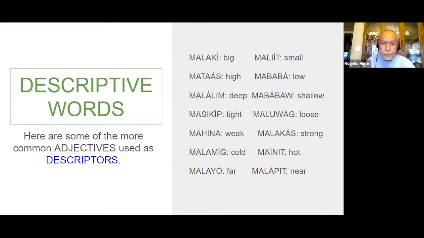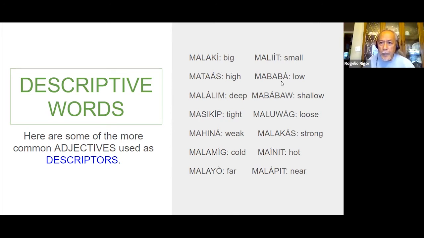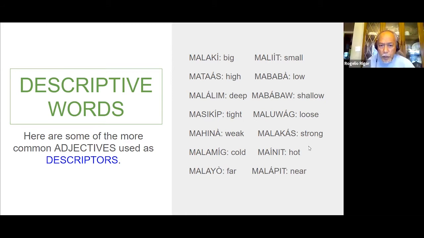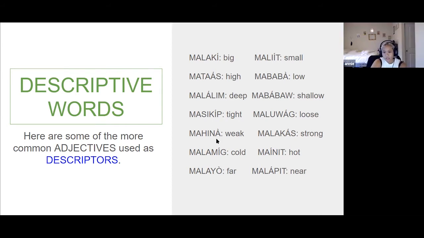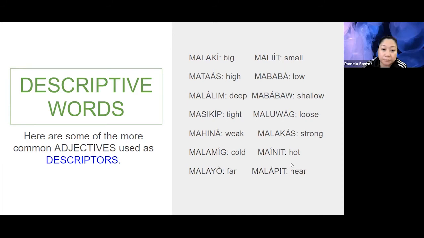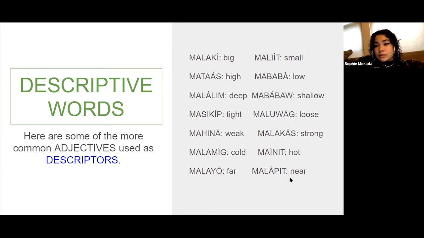So you want to start with big and small, Sophie. Malaki, maliit. Yes, very good. And Annie, high and low. Mataas, mababa. Yes, mababa. Okay. Pamela, deep and shallow. Malalim, mababaw. Very good, yes. Sophie, tight and loose. Masikip, maluwag. Yes. Annie, weak and strong. Mahina, malakas. Yes. And then, Pamela, hot and cold. Malamig, mainit. Yes. And then finally, Sophie, far and near. Malayo, malapit. Very good. All right, good.